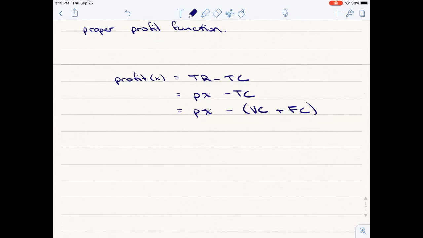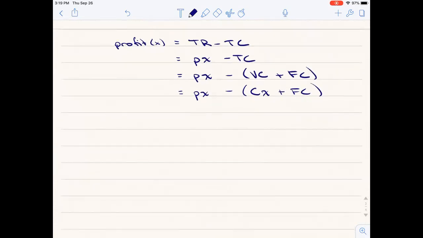The next thing I'm going to do is, because I know I can replace the variable cost with C times X, I'm going to do that before I expand and simplify. So I have PX minus CX plus the fixed cost, still in brackets. Now I'm going to expand this, which just means bringing that negative inside the brackets. And so I have PX minus CX minus the fixed cost.